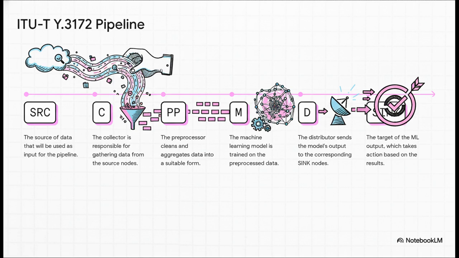Then a collector gathers it all up, a preprocessor cleans and formats it, which is an absolutely critical step, and then it gets fed to the model for training. Finally, a distributor sends the model's predictions to the sink, which is the end application where a decision is actually made. This whole systematic flow is just crucial for building AI systems you can rely on.